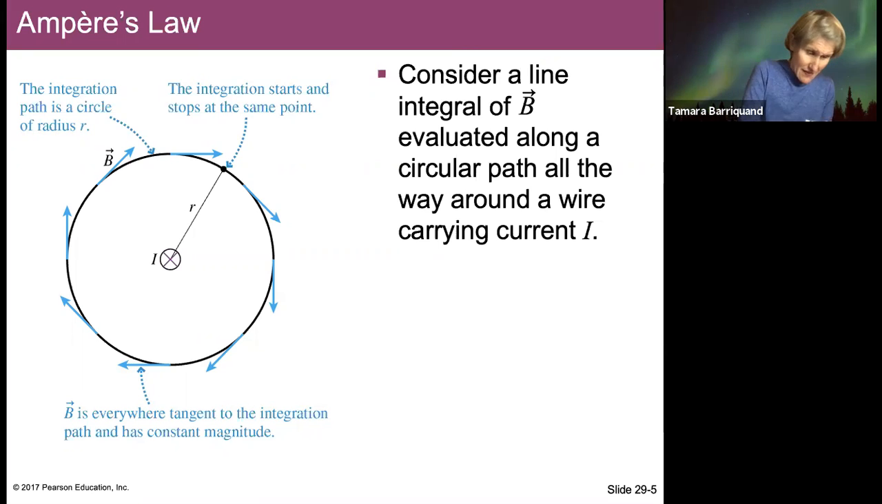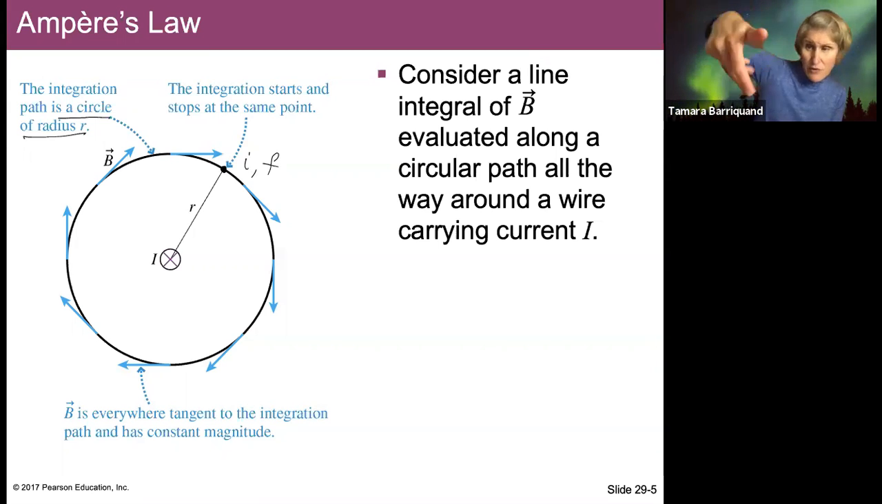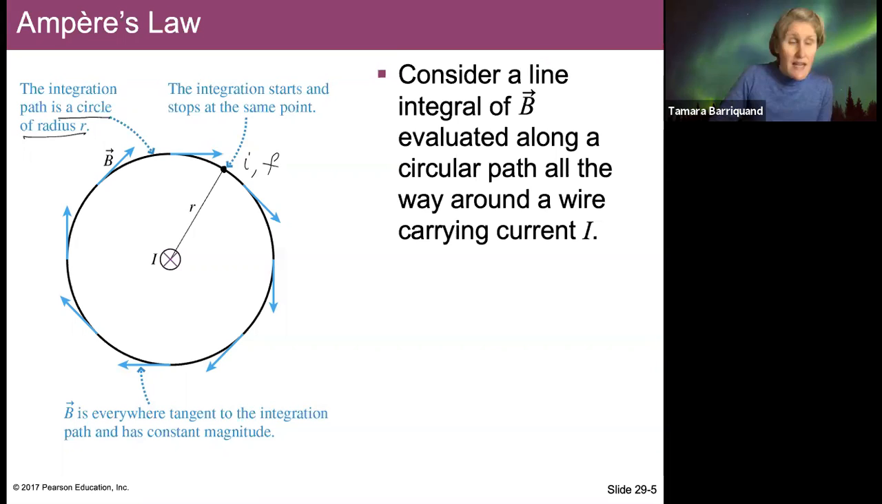So if we say that the integration path is a circle of radius r, we've drawn it right here, this is our integration path, and it will start and stop at the same point. So this point is both I and F. It's going all the way around to that same point. And here, as we just saw, if we put our thumb into the screen, our fingers will curl around. So the magnetic field is everywhere tangent to the integration path, and it has a constant magnitude.